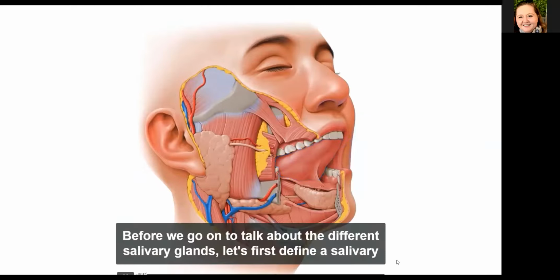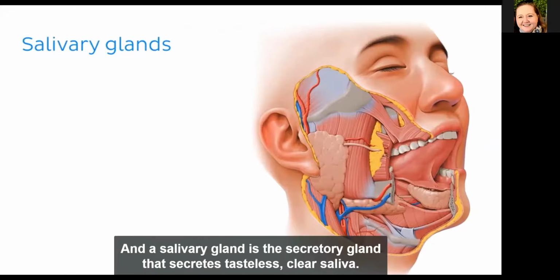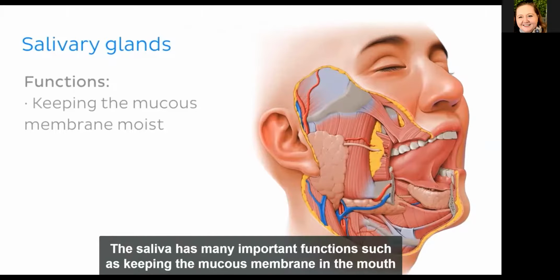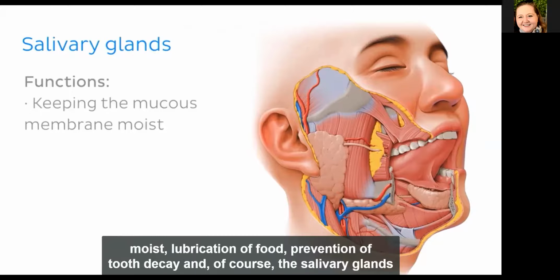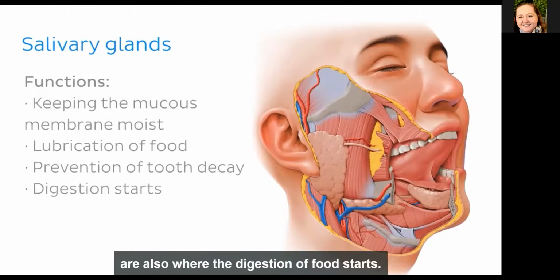Before we go on to talk about the different salivary glands, let's first define a salivary gland. A salivary gland is a secretory gland that secretes tasteless clear saliva. The saliva has many important functions, such as keeping the mucous membrane in the mouth moist, lubrication of food, prevention of tooth decay, and of course the salivary glands are also where the digestion of food starts.